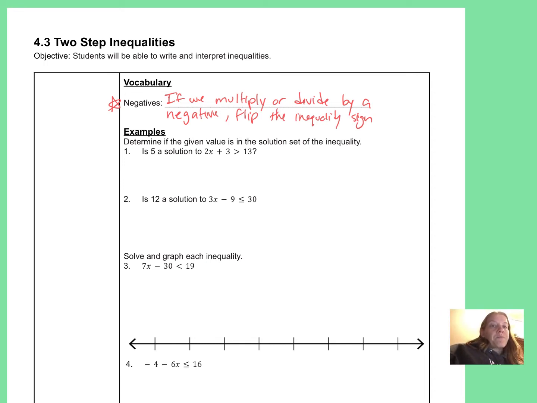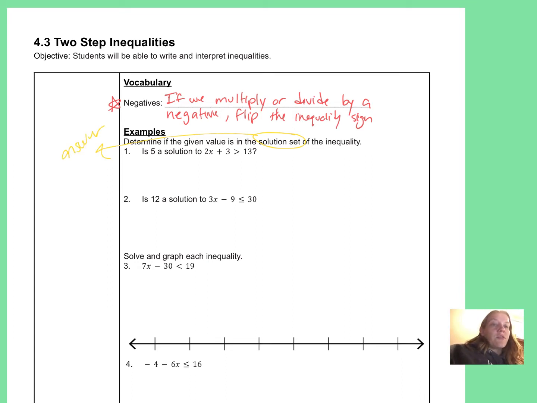All right. First set of examples. Determine if the given value is in the solution set. That means, is it an answer? So that might be something you want to make a note of. Solution set means answer. Is it an answer?